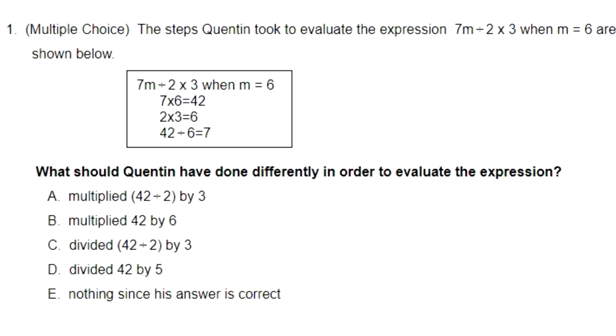Today on the Aftermath we are taking a look at week 18's focus for day number 3. So you can follow along as you watch this video or use this video to review to prepare for this week's quiz. Let's go ahead and get started with number 1. Number 1 says, the steps Quentin took to evaluate the expression 7m divided by 2 times 3 when m equals 6 are shown below. What should Quentin have done differently in order to evaluate the expression?